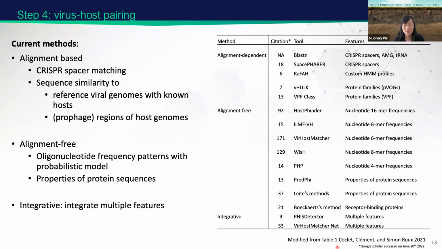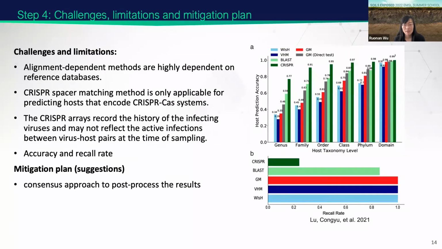Okay, then here I list some of the challenges and limitations of the current methods for step 4. First up, the alignment-based methods, such as the ones that search for sequence similarities to reference viruses with known hosts, for example the VPF-Class method, are highly dependent on the reference database, and may potentially limit us in predicting hosts of viruses that are not well represented in the database.